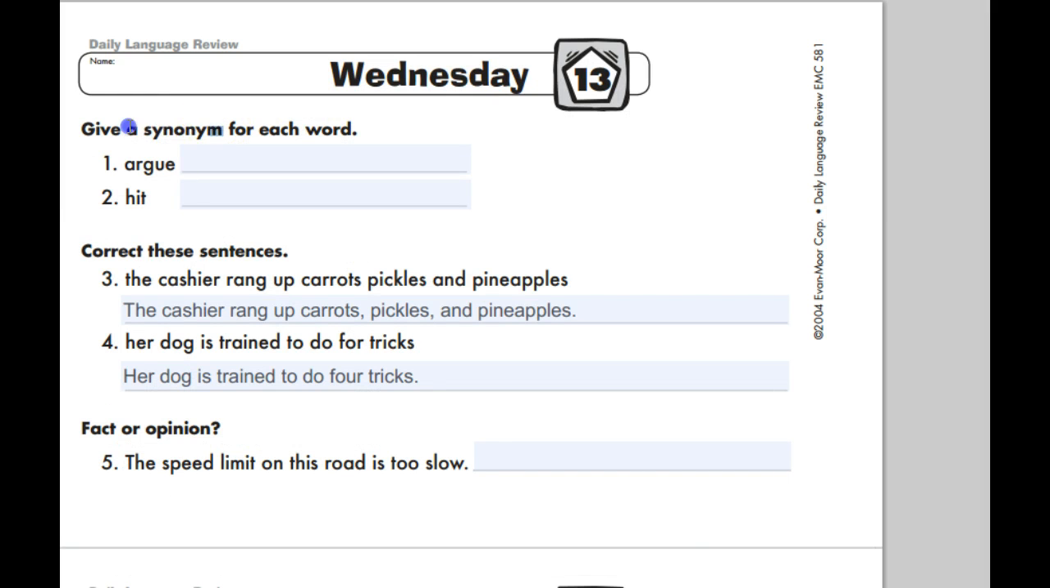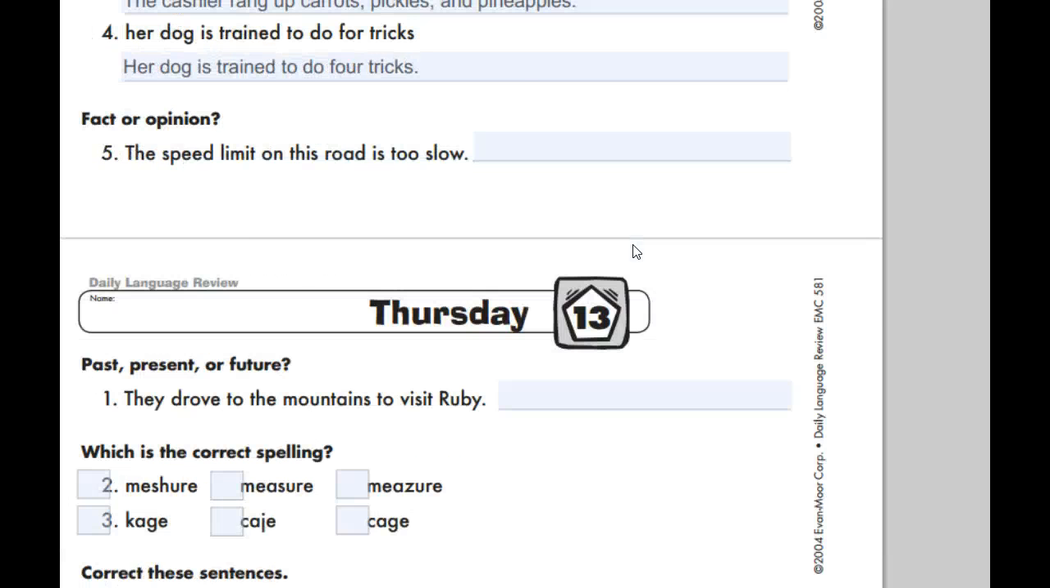Okay, give a synonym for each word. Synonym is one of the things that we're talking about this week in our reading unit. Synonym means the same. So argue can be fight, disagree, no. So lots of different choices there. Hit. Okay, could do smack. Even if you knock something, you hit it. Very good.